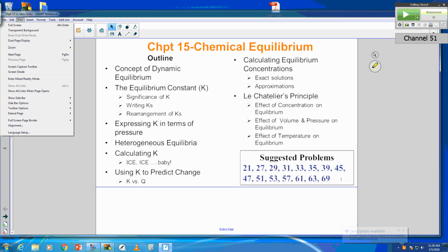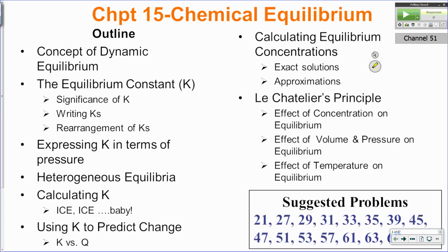Talking about chapter 15. We're switching gears. Chapter 14's focus was kinetics: how fast chemical reactions are occurring. What's the rate of the reaction? What's the order? What's the activation energy? Now we're switching gears and we're looking at chemical equilibria.